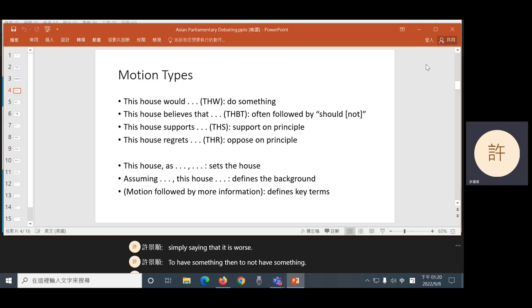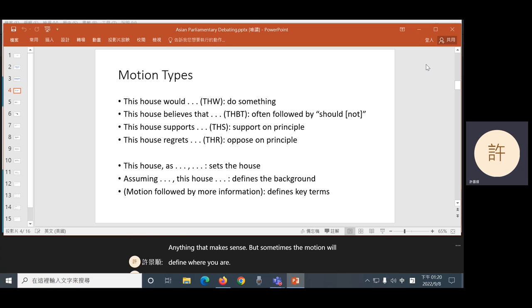So these are the four main motion types. But sometimes you will see strange motions with additional information. Maybe you might have a motion that says, this house as Ming Chuan University would abolish homework. When we say this house, usually we don't have to think about where that is. We usually just assume it's either Taiwan or Asia or a Western country, anything that makes sense. But sometimes the motion will define where you are.